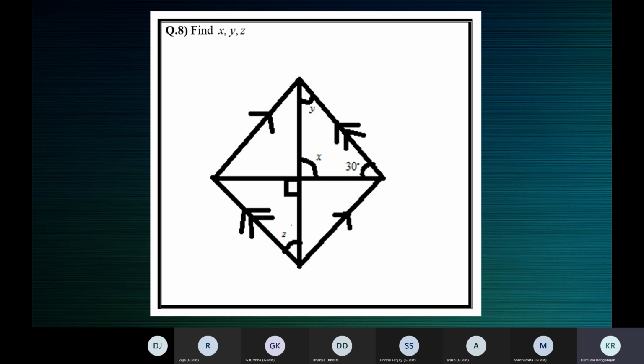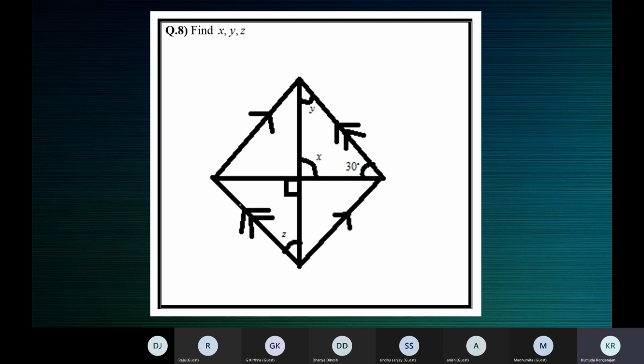So this figure is a rhombus. It's not a square. It may be a square, but you cannot justify it. It can be a square, but at least one corner angle should have been shown as 90 degrees. Only then you can justify it's a square. So for now, it is only a rhombus.